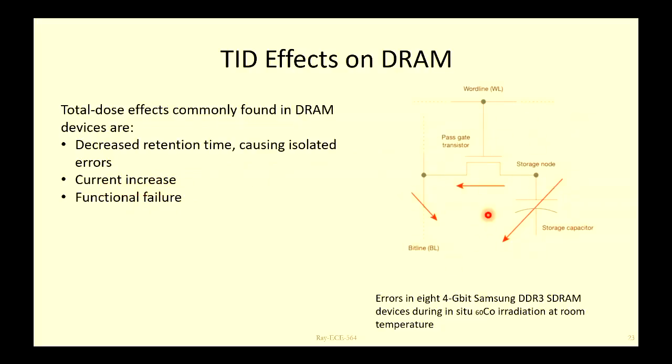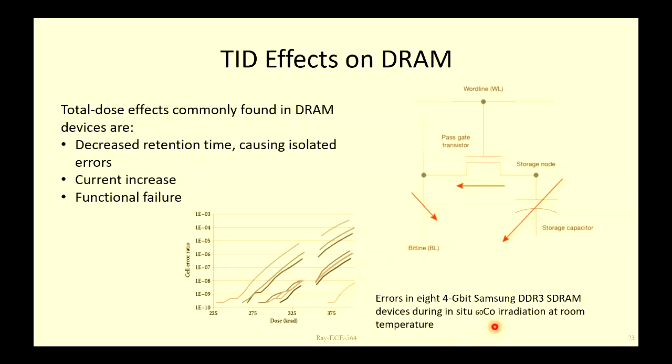It can also be caused by a current increase. If you measure the DRAM standby current, that will also go up after radiation because of this leakage. If it is heavily radiated, you can see some functional failure. Functional failure means you cannot write, for example, or you cannot read, because of this change in threshold voltage. Those kinds of functional failures can happen at a very high dose. These are measured data from 4 gigabit DDR3 SDRAM, from a recent paper with a cobalt-60 radiation source. They see the error ratio rising with higher radiation dose. We can see almost 200, 300 kilorad is the total dose needed to see a high amount of failure in DRAM.